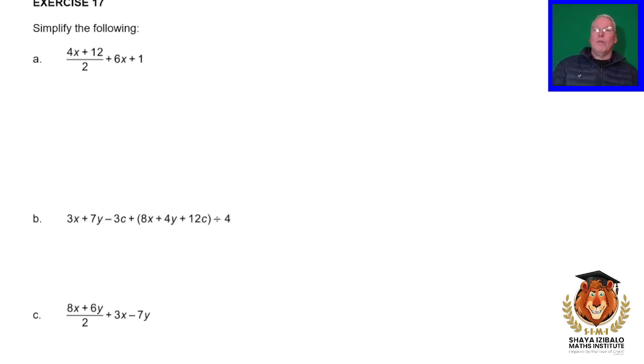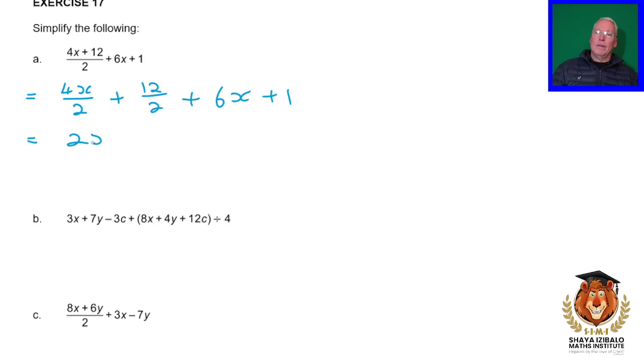Right, let's look at this now. So what we've got to do, this 4x plus 12, both the 4x must be divided by 2 and the 12 must be divided by 2. Then we've still got 6x plus 1. Right, now let's simplify each piece. 4x divided by 2 is just 2x. 12 divided by 2 is 6. We've got 6x and we've got 1.